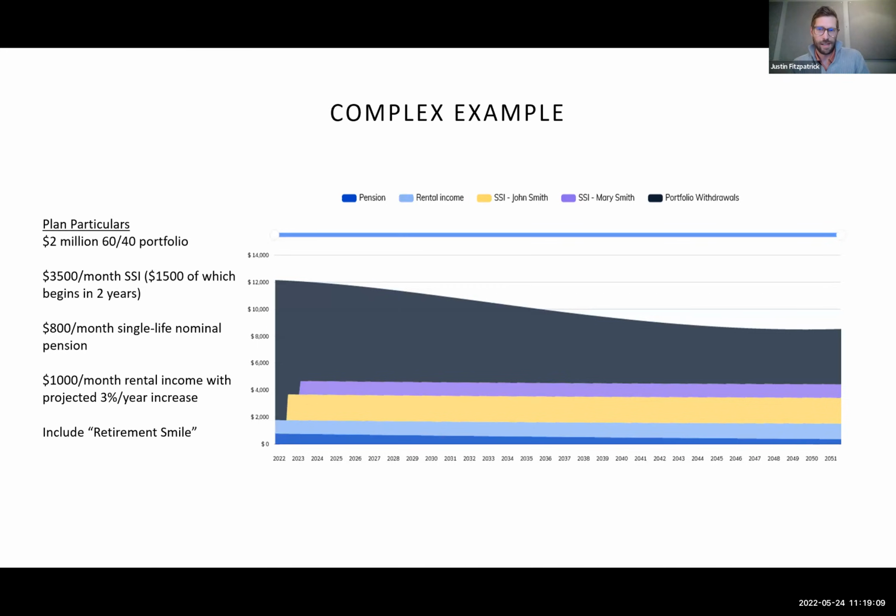This shows a mixture of portfolio withdrawals, Social Security, some of which begins at different points, a nominal single life pension. So also we're dealing with some mortality risk there. A $1,000 a month rental income with projected 3% increases annually. So that may not keep up with inflation in certain situations. On the other hand, in other situations, it might exceed inflation. And the retirement smile. So a plan for changes in spending needs over time.